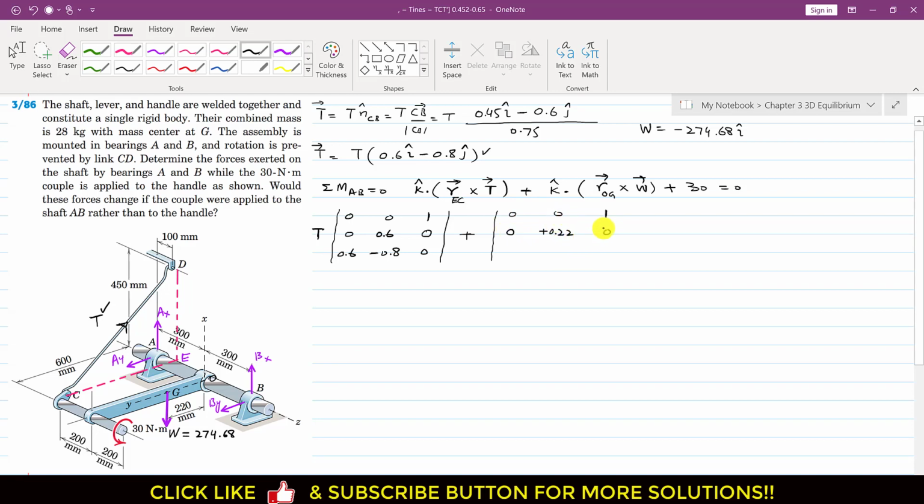And similarly, the weight is acting in the negative i direction. So I will write minus 274.68, and this will be 0 and 0, right? So this will be equal to 0. Since both of these elements are 0, we can find the determinant by using only this element, right? So this is 0 into minus 0.8, and this will be minus 0.6 into 0.6, so this will be 0.6 squared, and this T, so we will multiply this with T plus, and now again we can find like this.